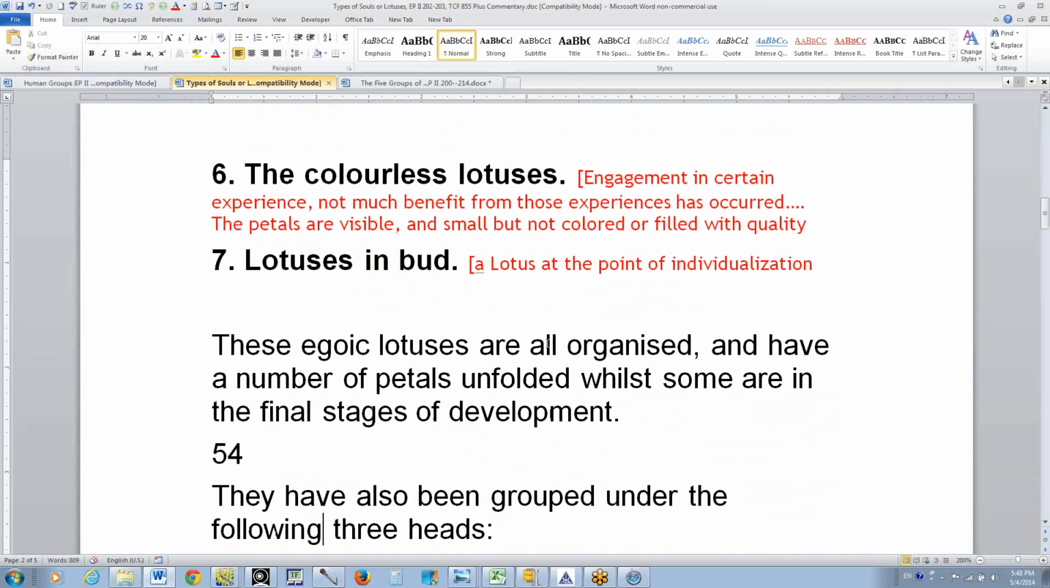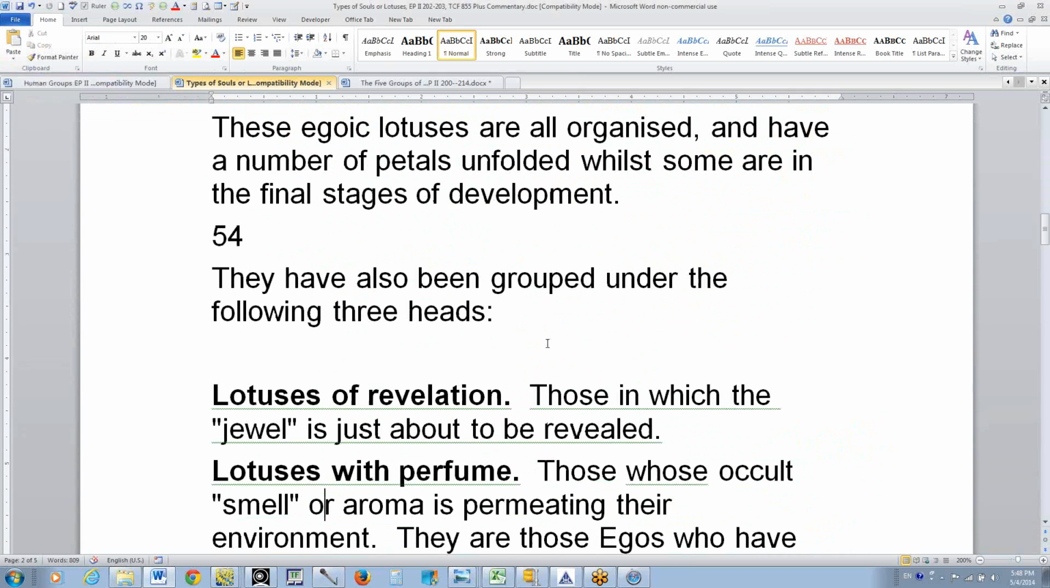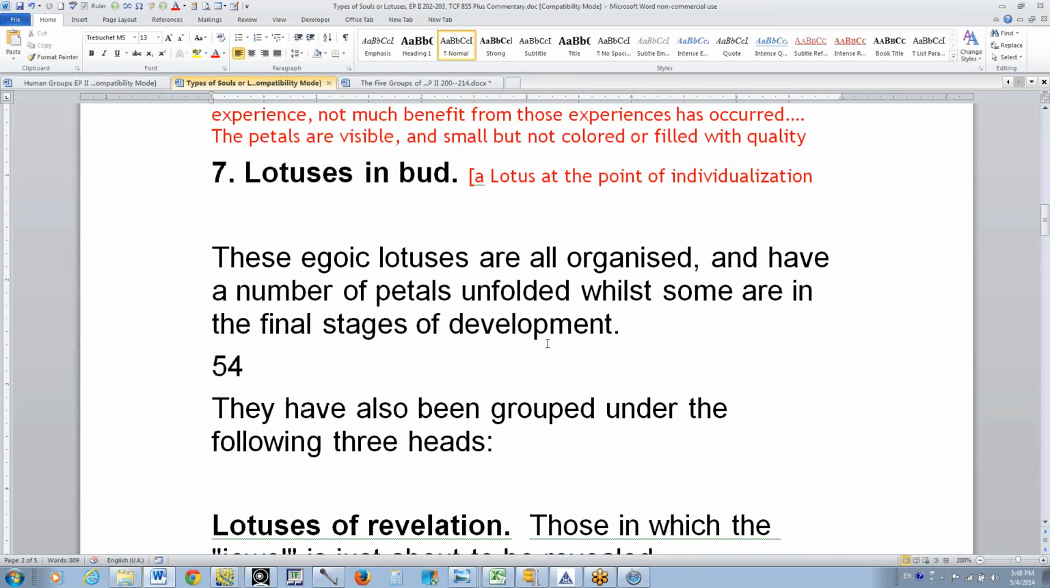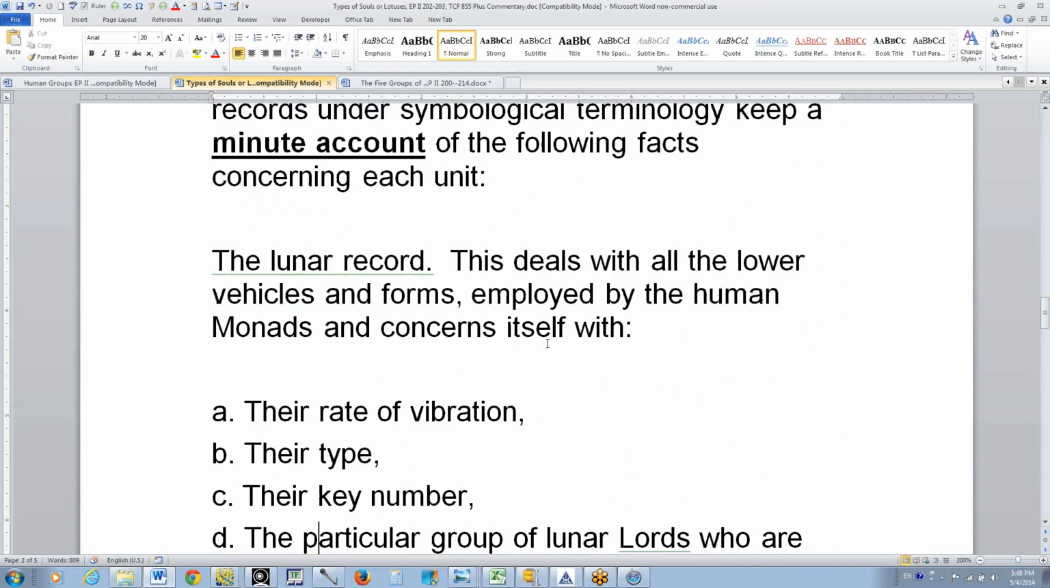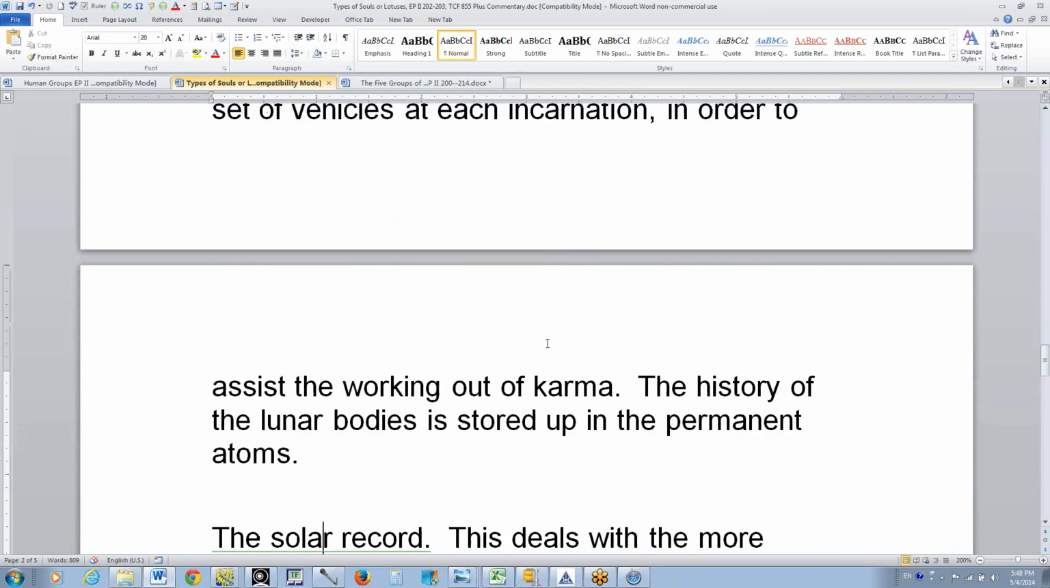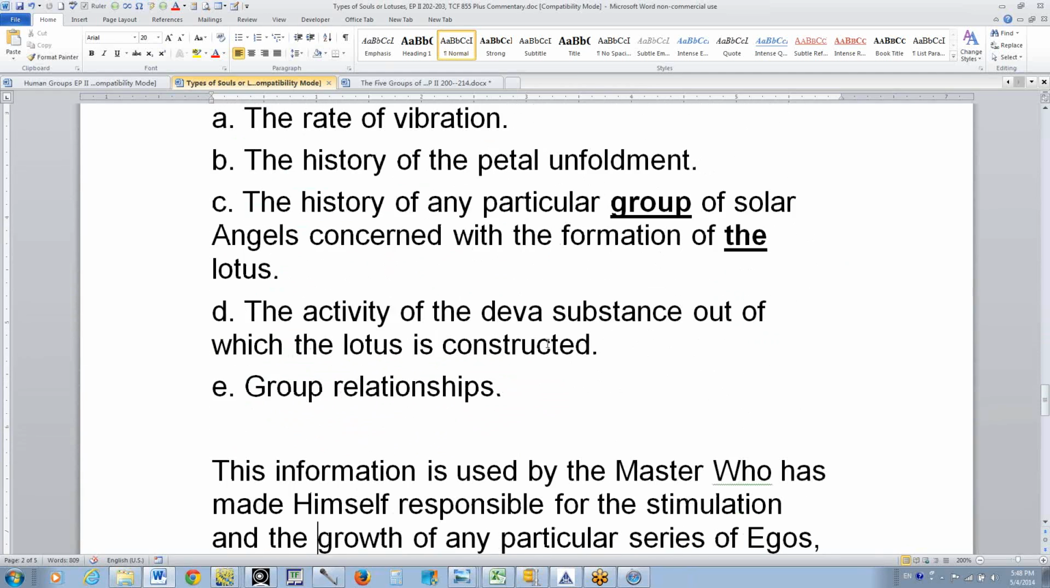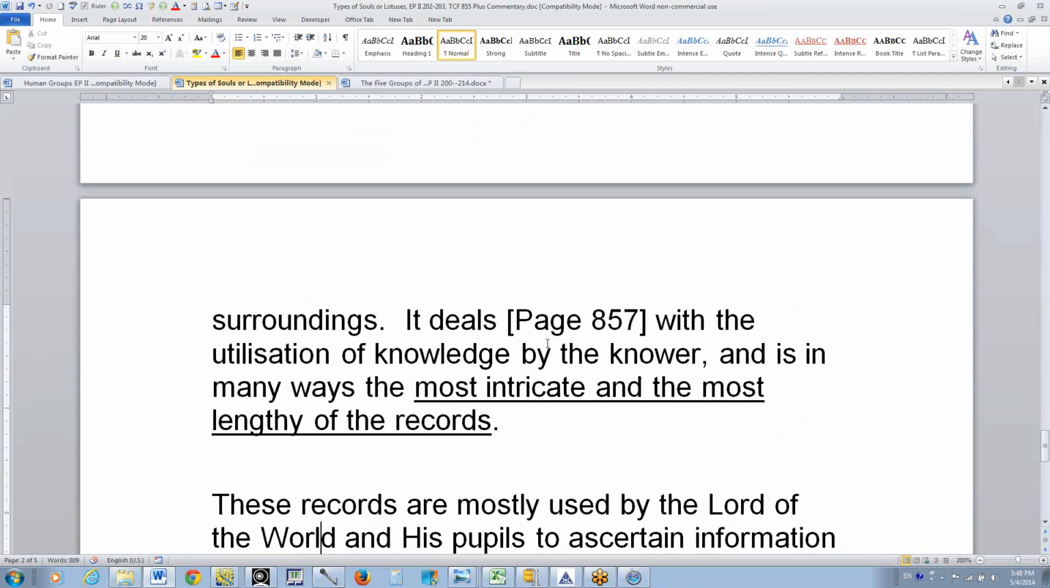Obviously, DK could have said more. These egoic lotuses are all organized and have a number of petals unfolded, while some are at the final stages of development. Well, let's see. This looks like another place that he seems to be working, and it's very interesting material.